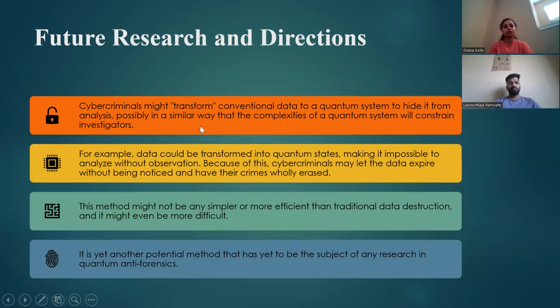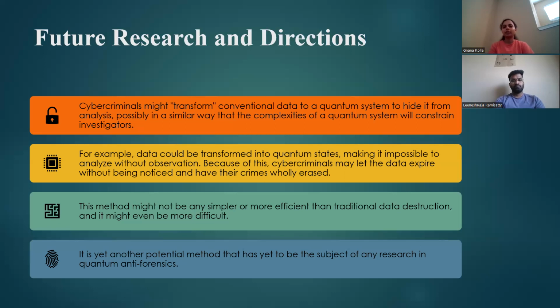And these are the future research and directions. Cyber criminals might transform conventional data into a quantum system to hide it from analysis. It is also possible in a similar way that the complexity of a quantum system will constrain investigations. For example, data could be transferred into a quantum state, making it impossible to analyze without observation. Because of this, cyber criminals may let the data experts go without being noticed and have their crimes wholly erased. And these methods might not be similar to or more efficient than traditional data reconstruction, and it might even be more difficult.